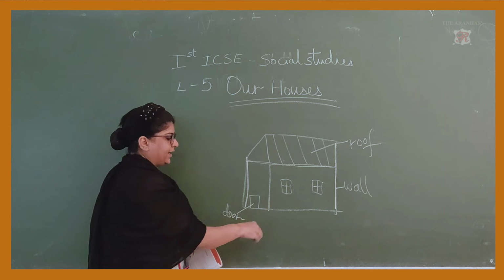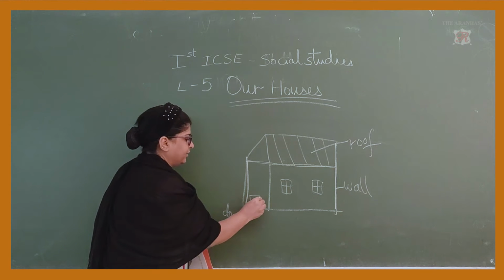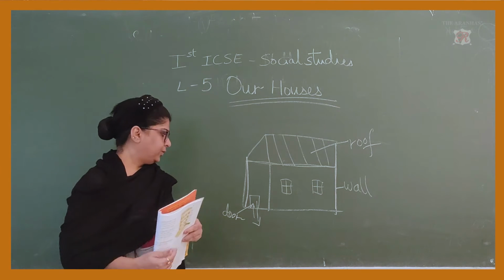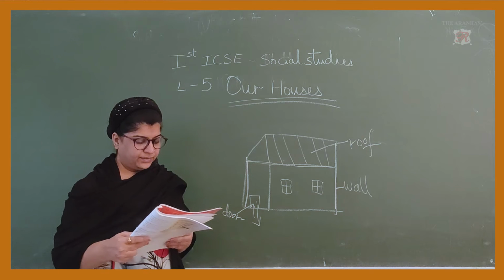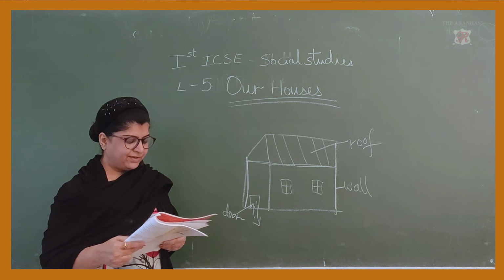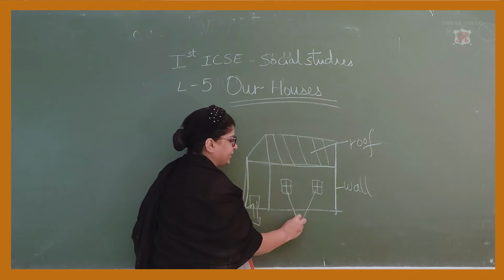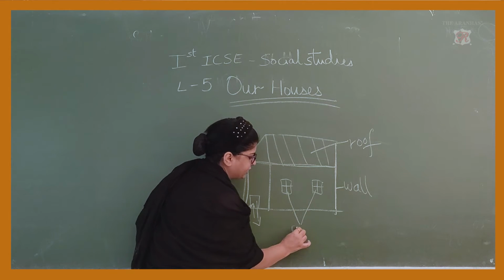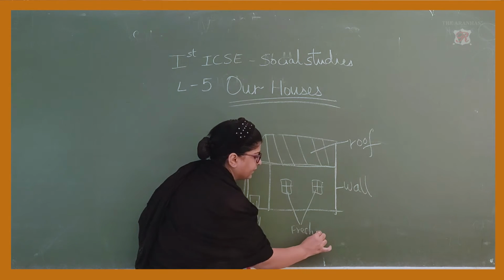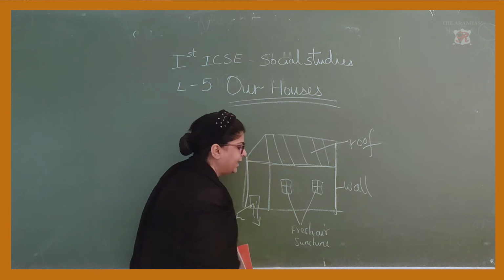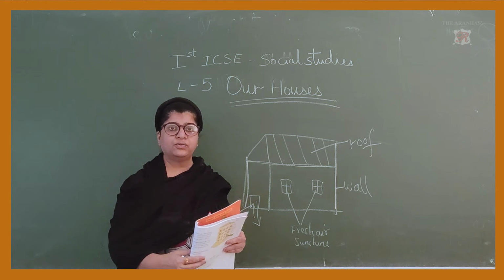We go in and we come out with the help of the door. The windows let in fresh air and sunshine. Why are these windows there? For fresh air and sunshine, so that the house is not so dark.